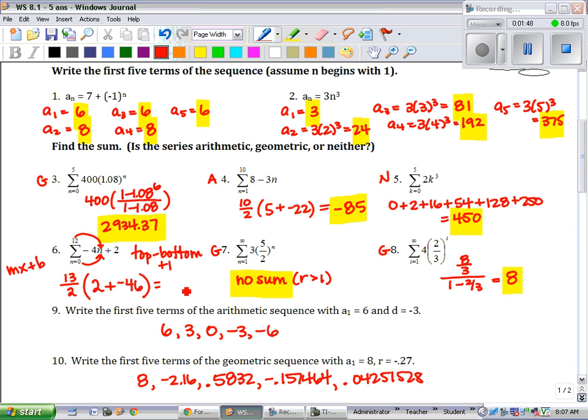So it's 6.5 times negative 44, which was what? Negative 286. Negative 286. Okay, so be careful with your n. It's not just the top number, it's top minus bottom plus 1. Okay?